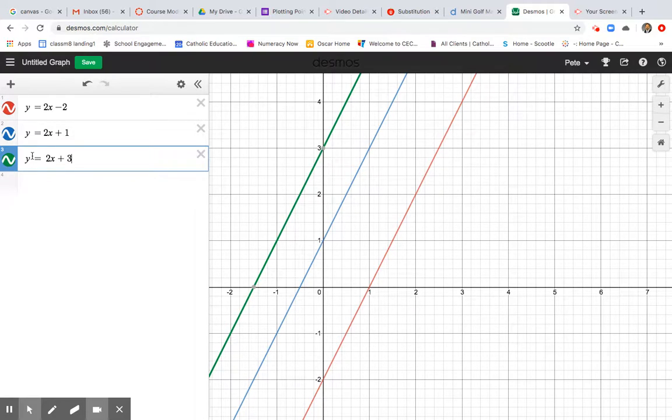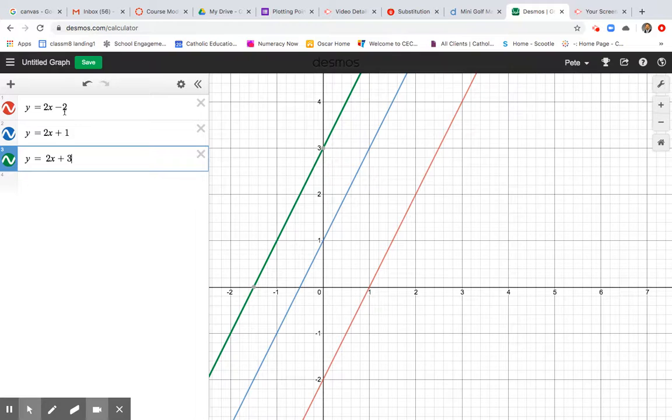Now the question is, what do we notice about those three lines that's the same? And what do we notice that is different? So there's a couple of things that are the same and a couple of things that are different. And that's the focus of what I want to get to today, this y equals mx plus c. So in this case, it's y equals 2x minus 2, so the m is 2, and the c is minus 2.